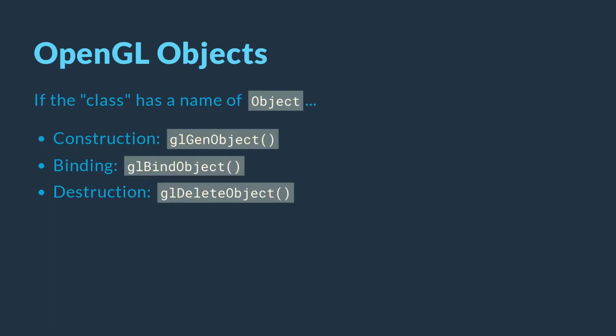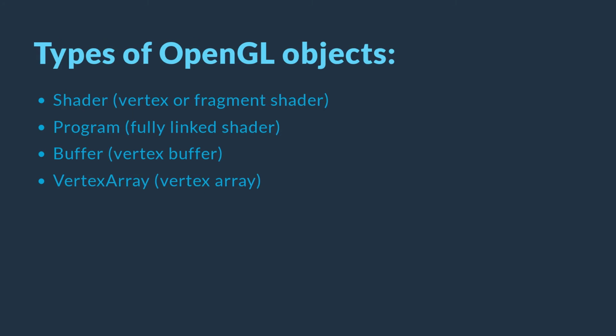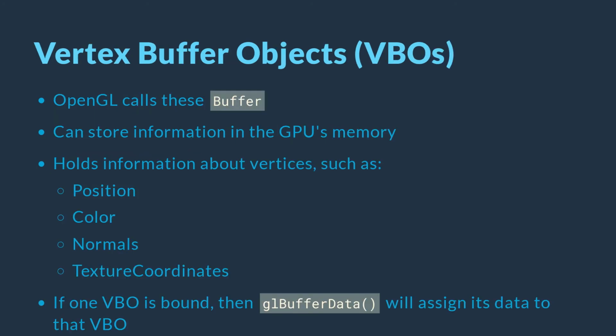OpenGL abstracts structures using objects. They can be constructed, bound, and destructed. If an object is bound, its values are allocated, and it can be modified. Some types of OpenGL objects are shaders, programs, buffers, and vertex arrays. Vertex buffer objects can store many attributes about a vertex, such as its position or color. If a VBO is bound, then a call to glBufferData will assign its data to that VBO.